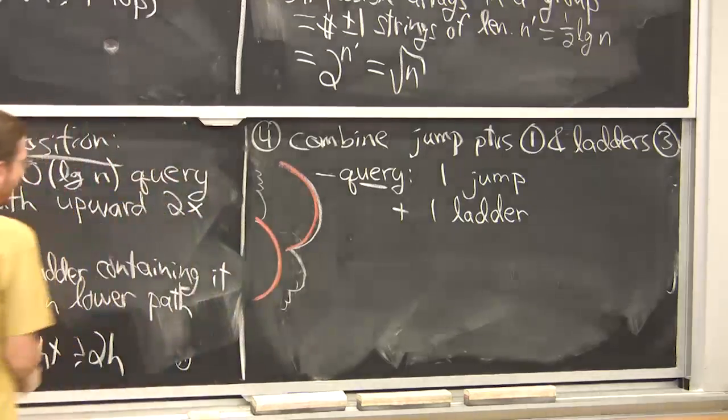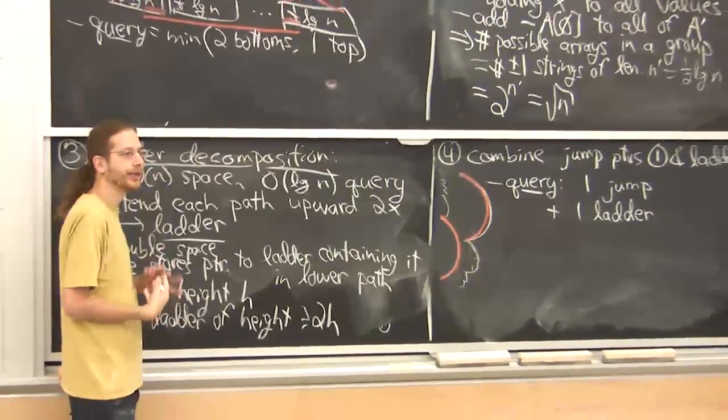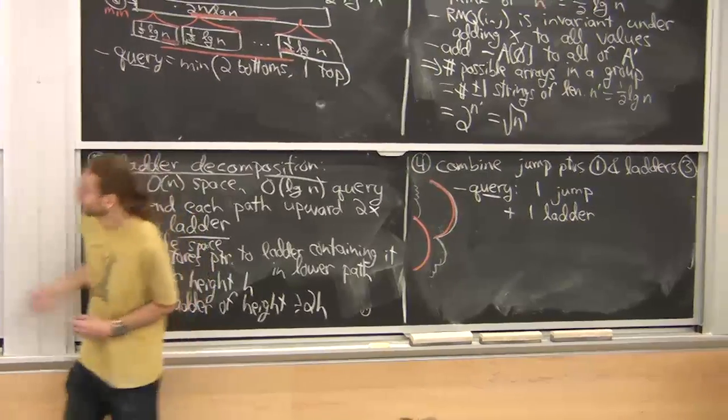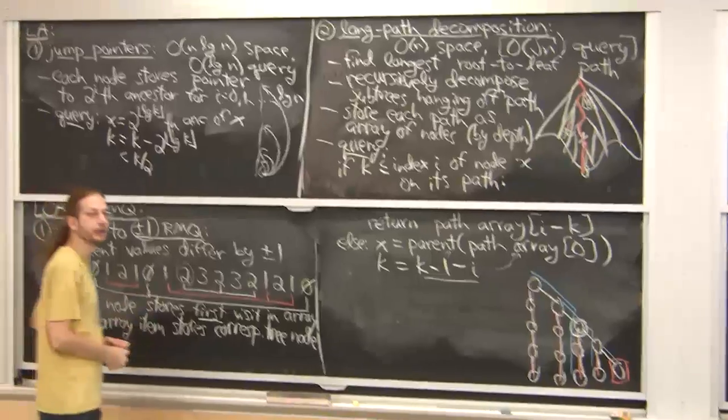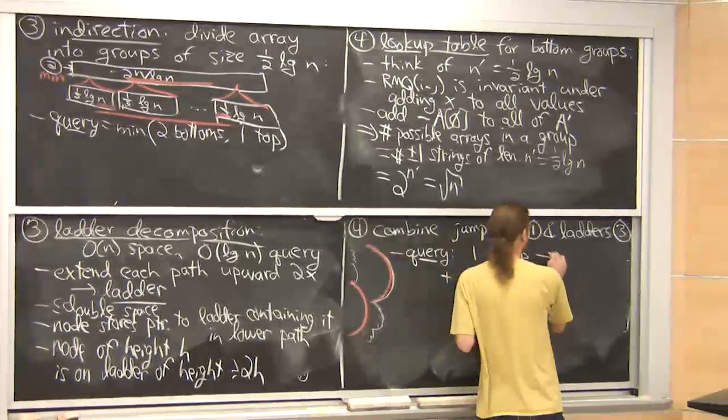See, the thing about ladders is it's really slow in the beginning because your height is small. I really want to get large height. Jump pointers give you large height. The very first step, you get almost half the height you need.